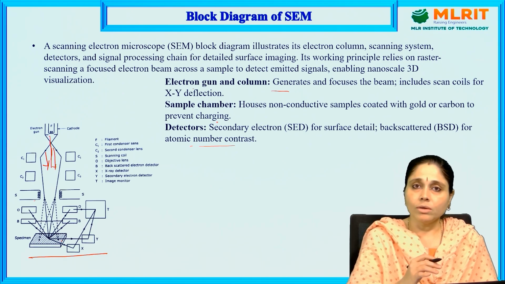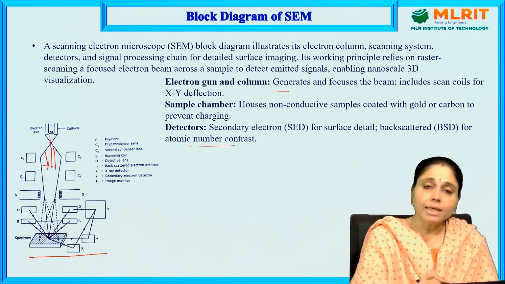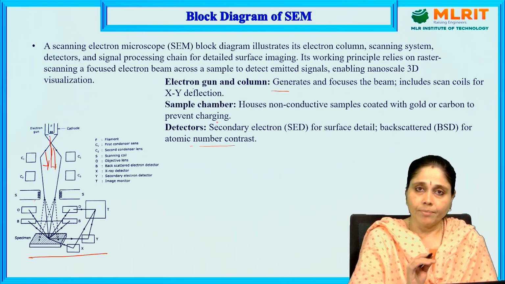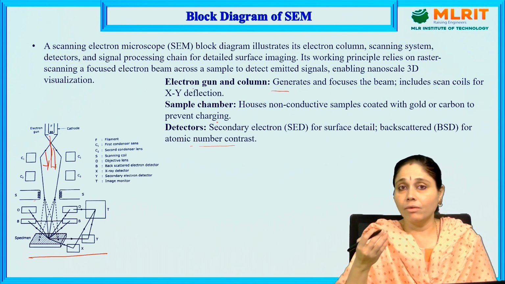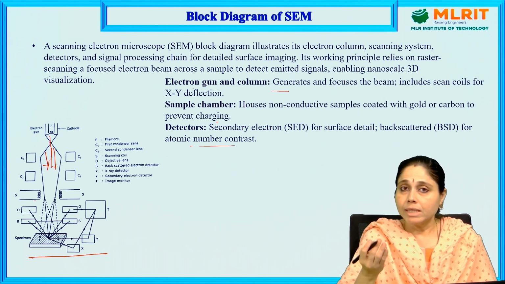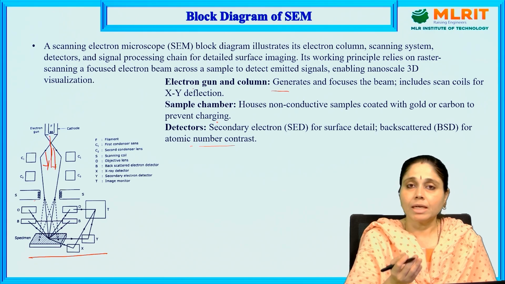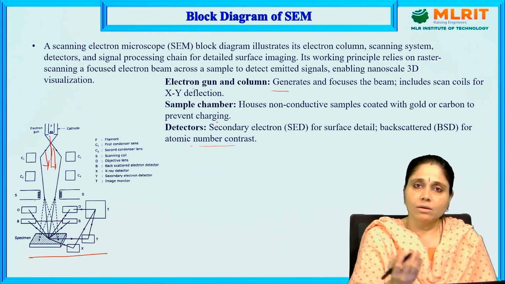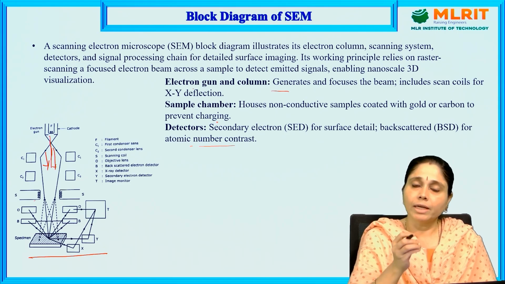These electrons will be scattered in all directions, and secondary electrons will be generated. Where are the secondary electrons generated? The secondary electrons are generated from the surface of the specimen. What does the specimen mean? It is a crystalline structure, whatever the structure may be. It consists of atoms, electrons and so on.